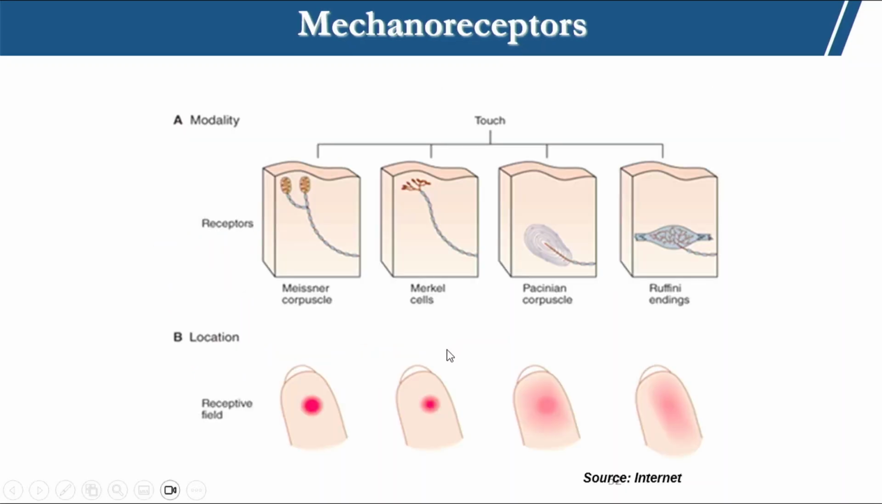Now, you can see these receptors are present in the skin at different levels, and depending on the depth their performance changes. Like you can see here, Meissner corpuscle. Meissner corpuscle is at a very shallow depth, in the upper layer of the epidermis. So, that is why it actually senses the touch, light touch.